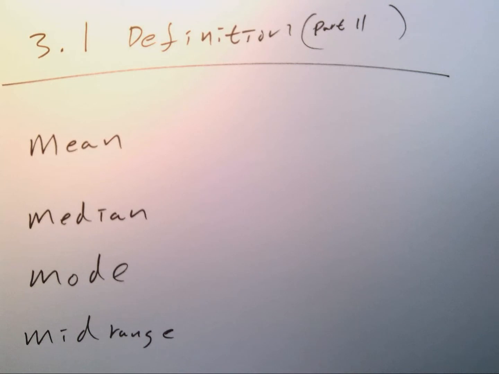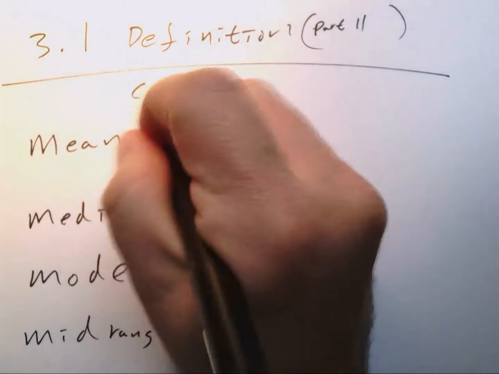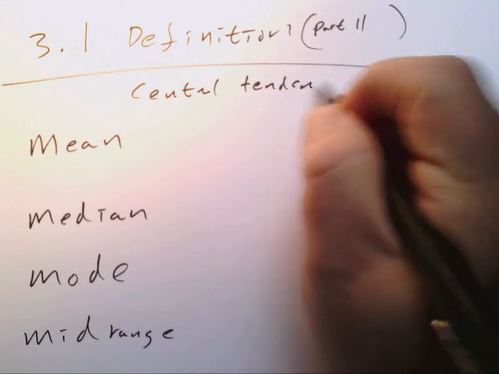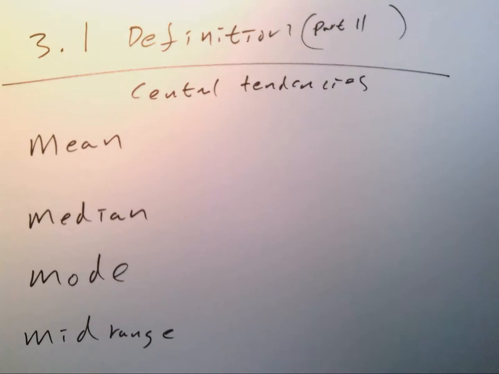Alright, so 3.1 definitions part 2, we're going to talk about central tendencies. Now, what does central tendencies mean? It means we're talking about the middle of the data, the average of the data that's centered. It's a great way of estimating where things are.